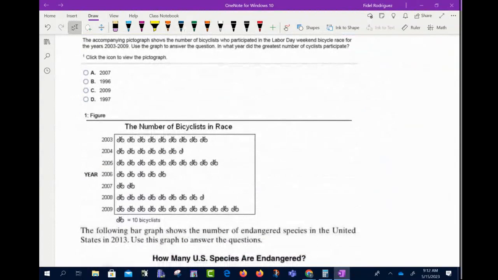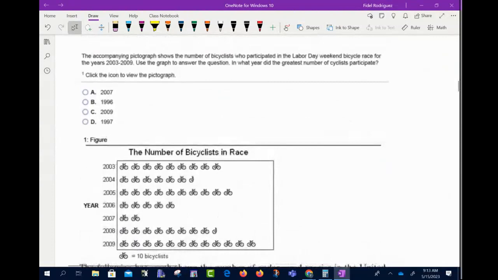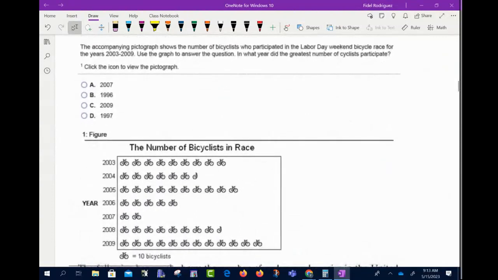Okay, so let's take a look here, y'all. I got another problem dealing with pictographs, and it says, the accompanying pictograph shows the number of bicyclists who participated in the Labor Day weekend bicycle race for the years 2003 to 2009. Use the graph to answer the question. In what year did the greatest number of cyclists participate? What year had the most number of little bicycles?